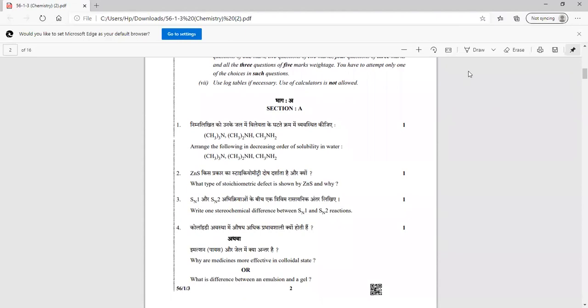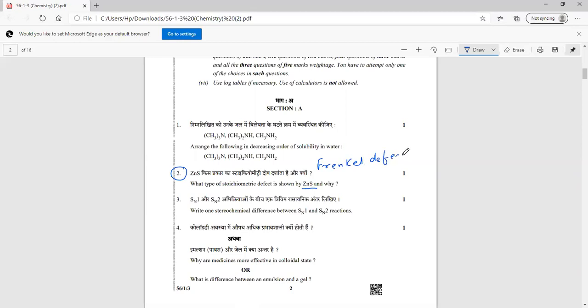So we will just review those questions which have come from the first 5 chapters. The first one was, what type of stoichiometric defect is shown by zinc sulfide? So zinc sulfide shows Frenkel defect.